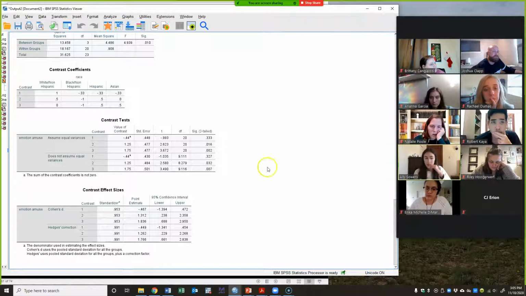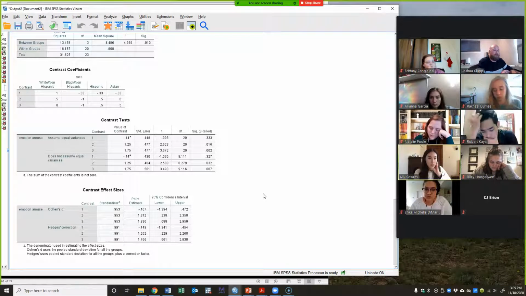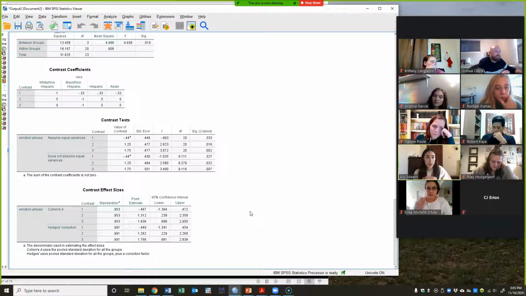So it looks like for the first contrast, there's not too much evidence that the white non-Hispanic participants were a lot more amused than everyone else combined. For the second contrast, it looks like there is some evidence that the black non-Hispanic participants were less amused than Hispanic and white non-Hispanic, and then it looks like there's even more evidence that the Hispanic and Asian participants showed more amusement than the black non-Hispanic.